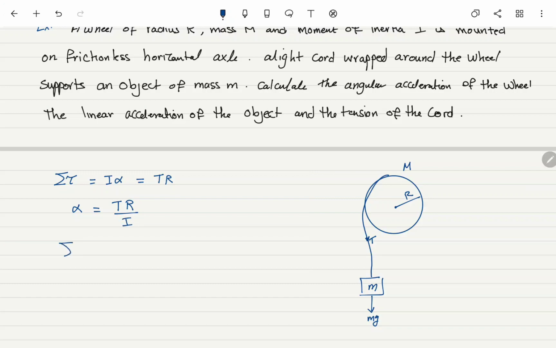Now sum of all forces equal to ma. The forces on this object here, we have tension, we have mg. Since the object is moving down in this one here, we can say that mg minus tension is equal to ma. And a in this case is the linear acceleration, it's equal to mg minus tension divided by m.